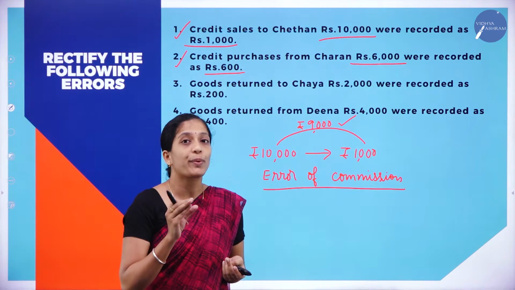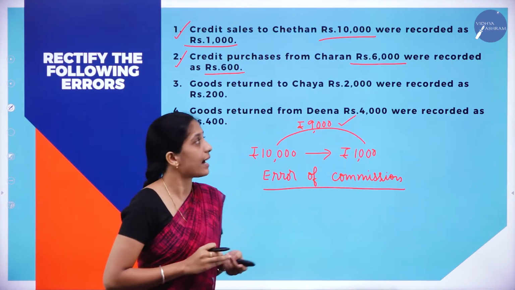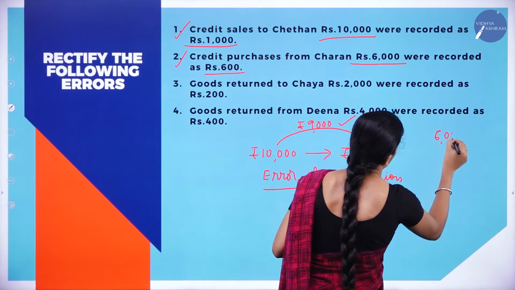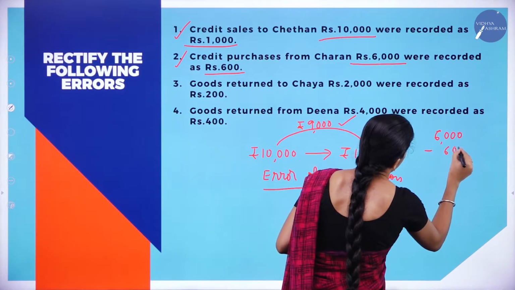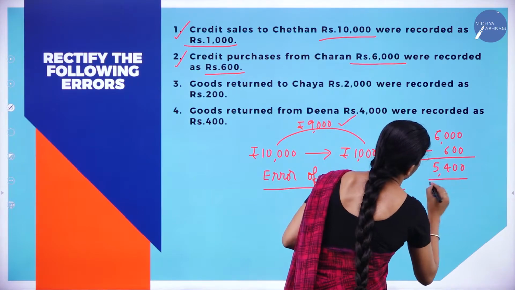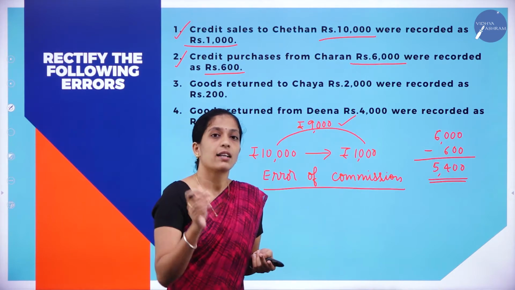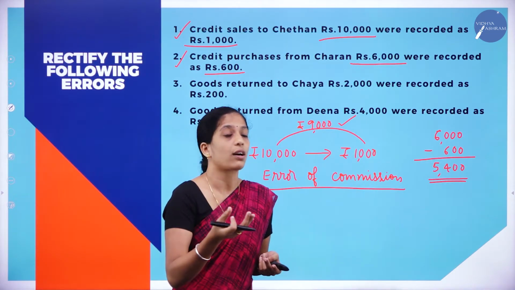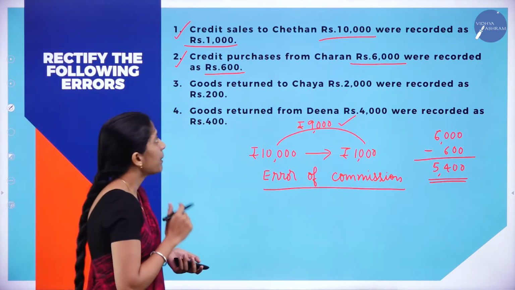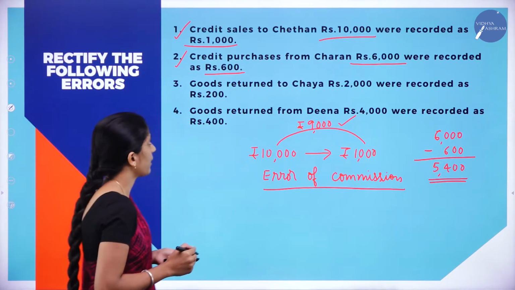Now, what would be your rectifying amount in your rectifying entries? That is 6,000 minus 600, you will get 5,400. This would be your amount, because they have already recorded 600. So how much is yet to be recorded? That is 5,400. So your journal entry will be purchases account debit to Charan's account, 5,400.